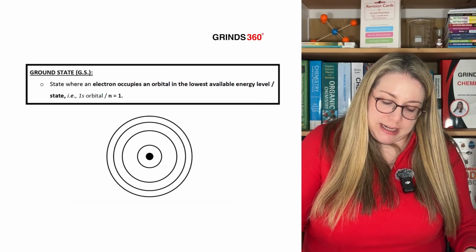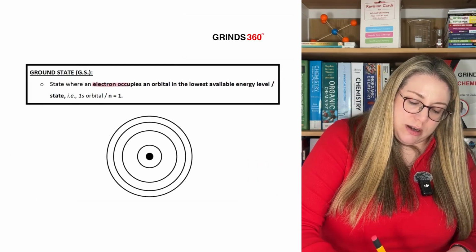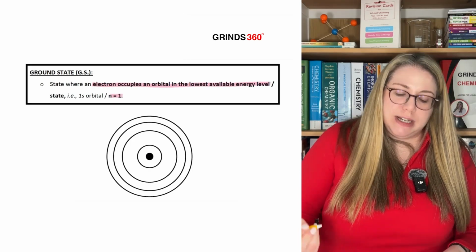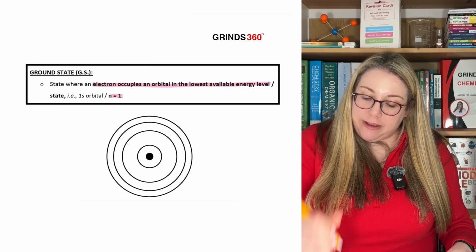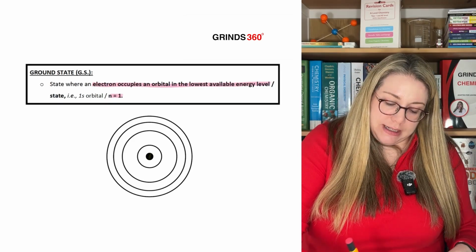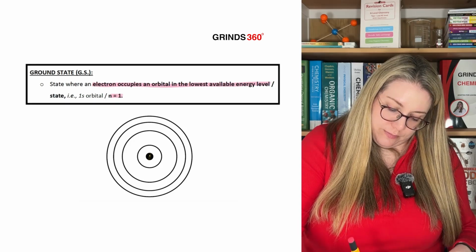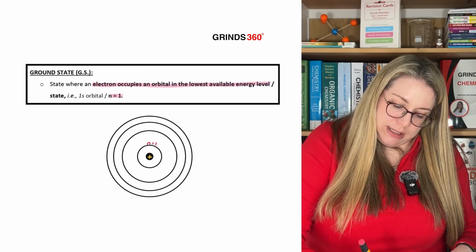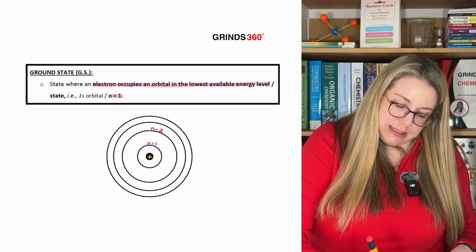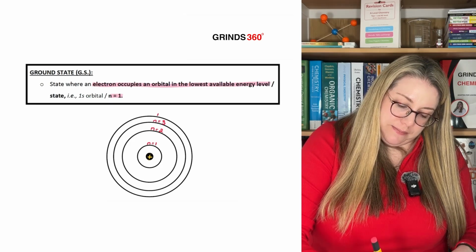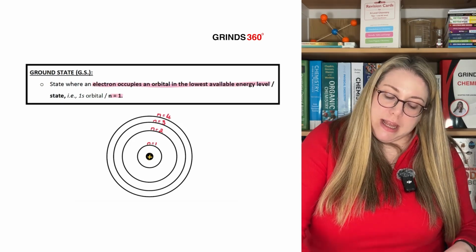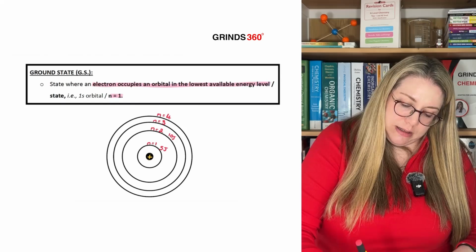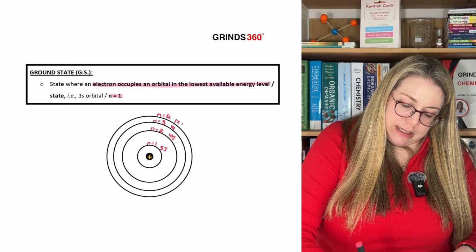So next up is the ground state. It's the state where an electron occupies an orbital in the lowest available energy level, i.e. for hydrogen, it's n is equal to 1. Now if I fill out my diagram like I did in the other one, you have n is equal to 1 as the first energy level, n is equal to 2 is the second, n is equal to 3, and n is equal to 4. That first ring around the nucleus we said was 5 joules, 10 joules, 14, and 17.